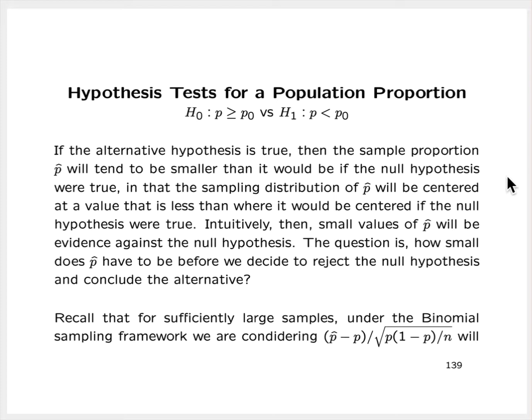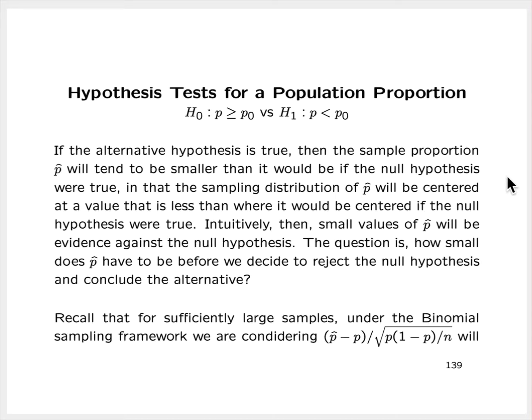If the alternative hypothesis is true, then the sample proportion, p hat, would tend to be smaller than it would be if the null hypothesis were true, in that the sampling distribution of p hat will be centered at a value that is less than where it would be centered if the null hypothesis were in fact true. And so intuitively, small values of p hat will be evidence against the null hypothesis. So the question is, how small does p hat have to be before we decide to reject the null hypothesis and conclude that the alternative is true?